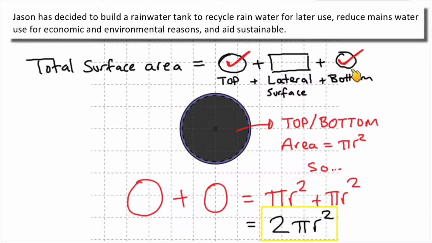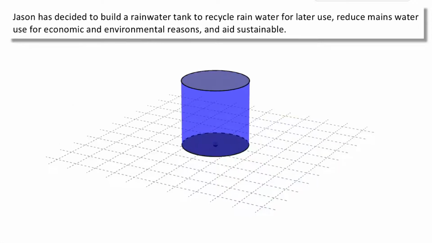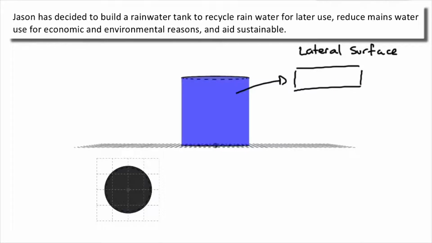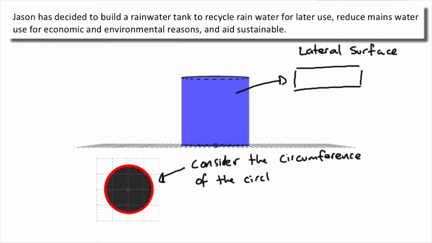I can take off the top and the bottom, but I still have the lateral surface that I need to find out. In order to find out the lateral surface, I should consider this length here. What is this length? Now if you look at the circle, consider that the circumference of the circle is actually equal to pi d, or 2 pi r. So the circumference of the circle is pi d, or 2 pi r.